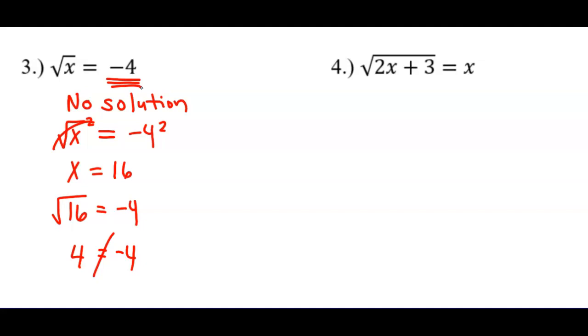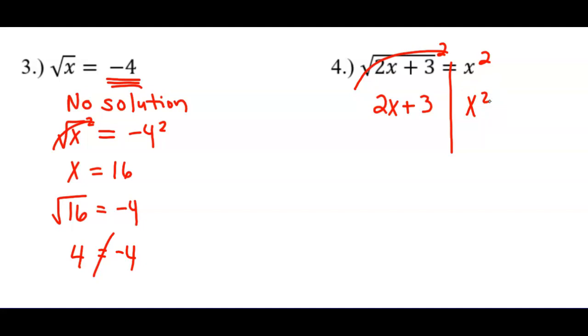So, step number 1: is our radical isolated? Yep, a radical is isolated. Great. Step number 2, square both sides. I'm going to square both sides. Square that, square that. After I square that, this goes away. What do I have left on the left side? 2x plus 3. And that is equal to, now, x squared.